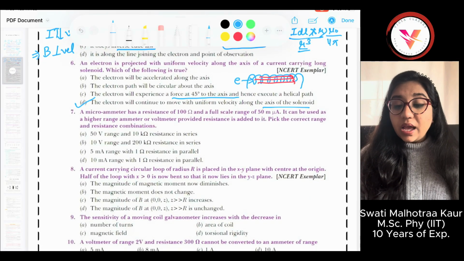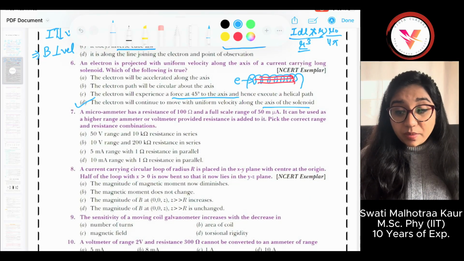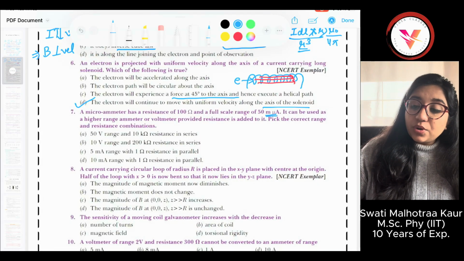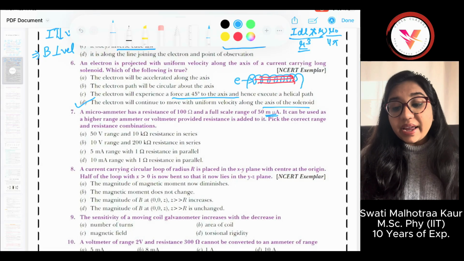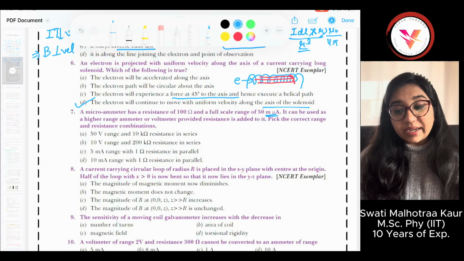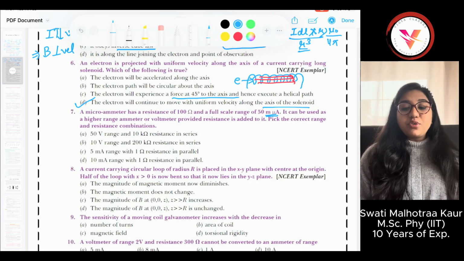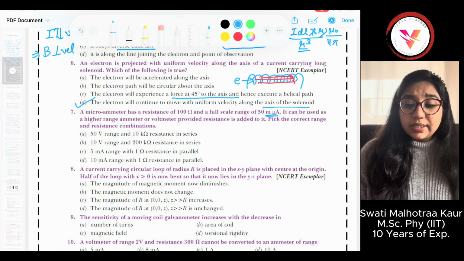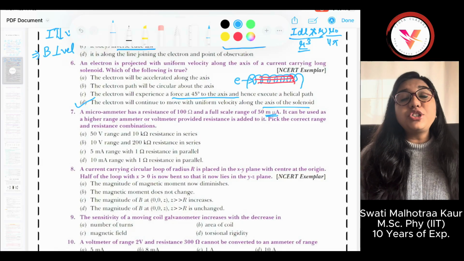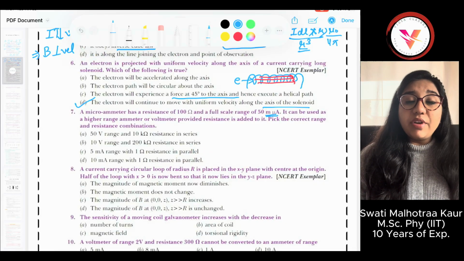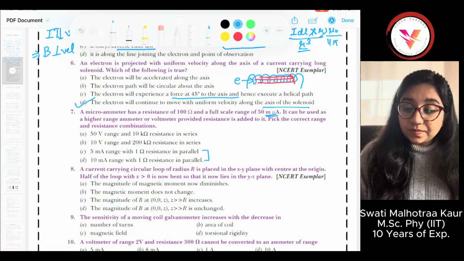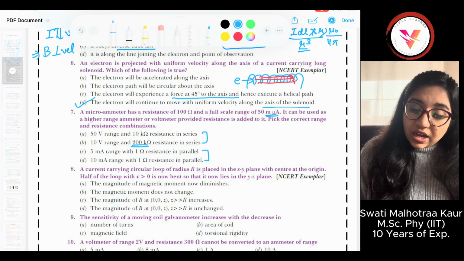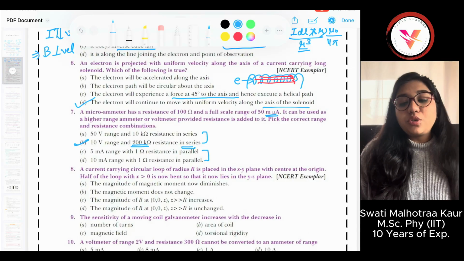Okay, the next. A microammeter has a resistance of 100 ohm and a full scale range of 50 microampere. I don't know, there is some problem here. It can be used as a higher range ammeter or voltmeter provided resistance is added to it. Pick the current range. If you have to convert this into an ammeter, then a low value of shunt resistance should be added in parallel. And for a voltmeter, a high value of resistance should be connected in series.